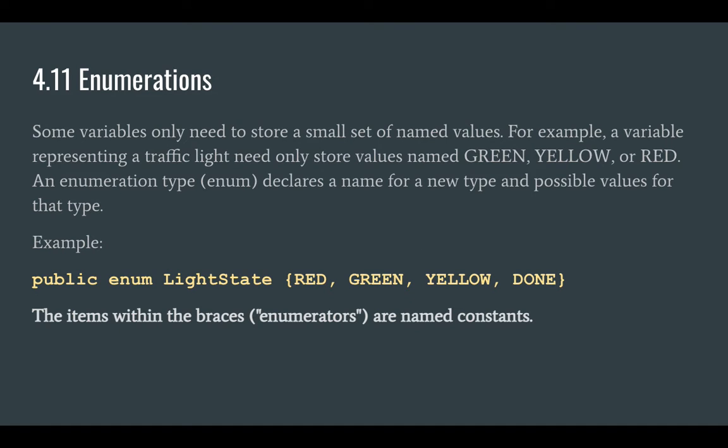Okay. Last topic for the day, and this is enumerations. Enumerations are a type of constant. You use them when there are known types, known values. And so in this example, we have red, green, yellow, and the word done. Red in itself is the value.